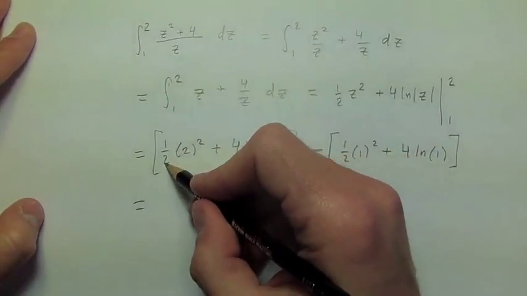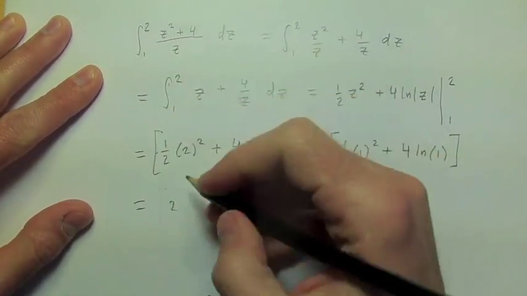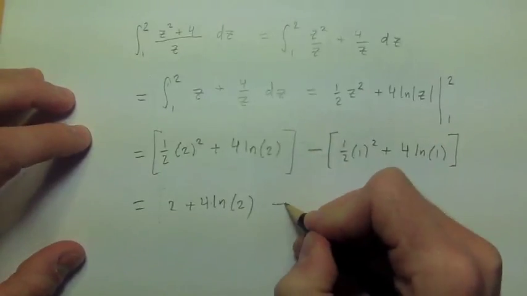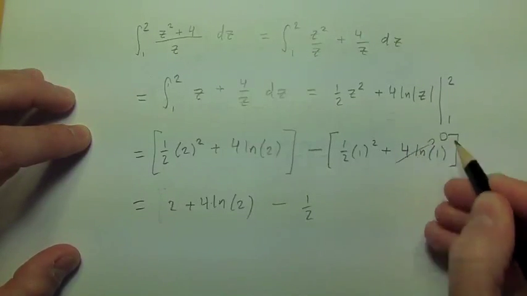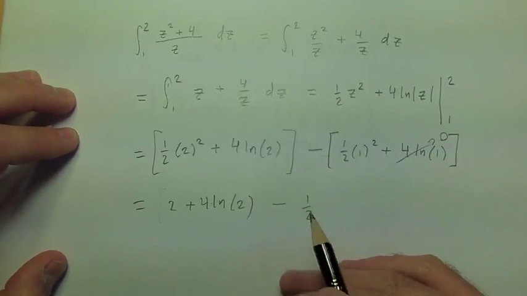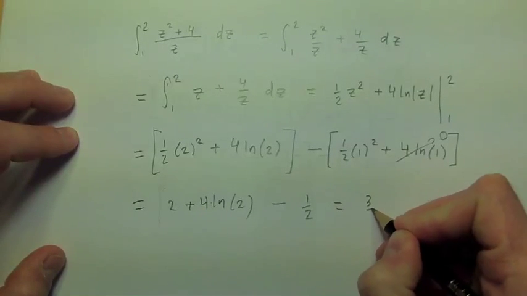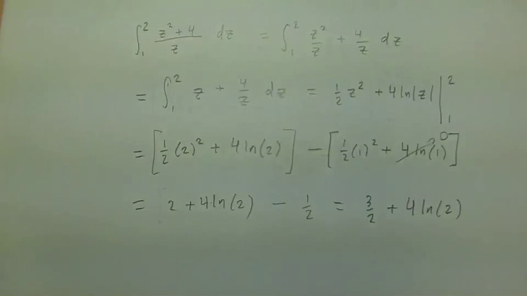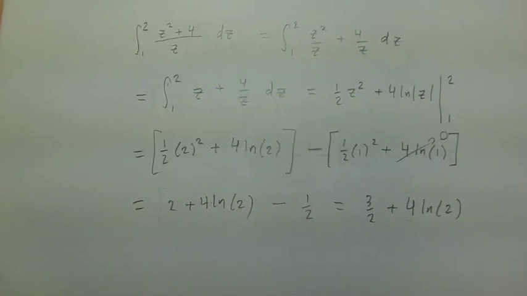Okay. So this is 1/2 times 4, so that's 2. I'll drop the brackets for now. So that's 2 plus 4 natural log of 2. Okay. Minus 1/2 plus, well, the natural log of 1 is 0. So this is just going to be minus 1/2. Okay. So that's 4/2, so this is 3/2 plus 4 natural log of 2. And we can leave our answer like that, or often what people will do is move this up here if they want, but I think it's fine just the way it is. Okay.